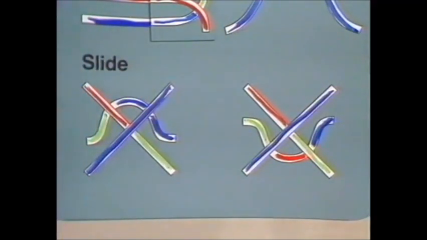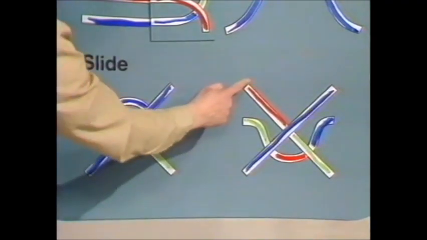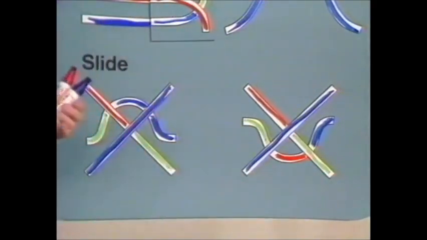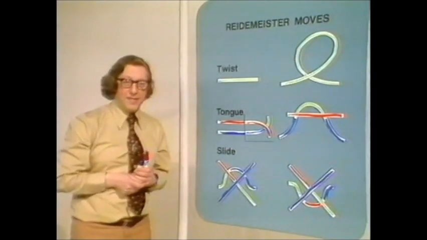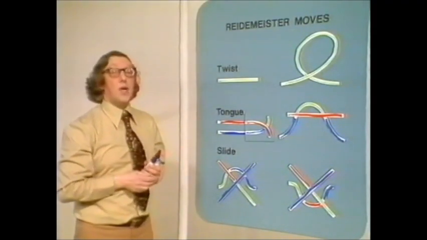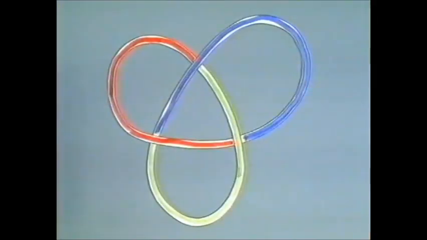Now let's see, what have I got? Before I had red, green, and blue coming in, and two blues and a green coming out. Here again, I still have red, green, and blue coming in, two blues, and a green coming out. So you see, this local operation doesn't affect the global coloring. So that demonstrates that these three Reidemeister moves don't affect the colorability of my knot.